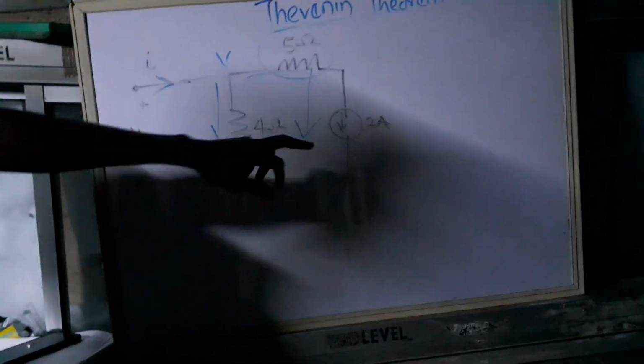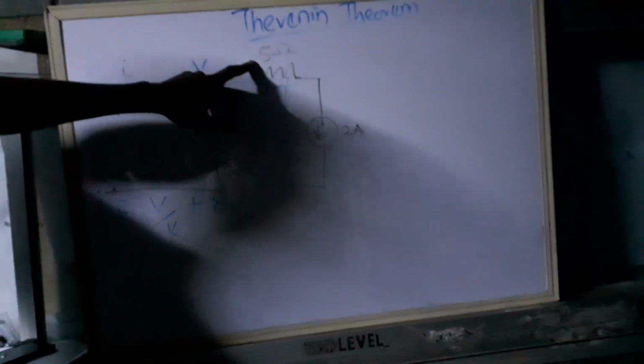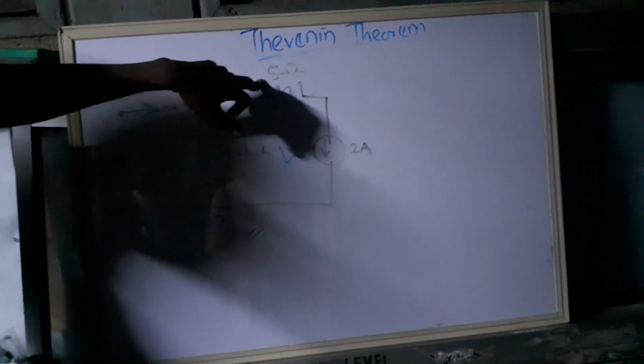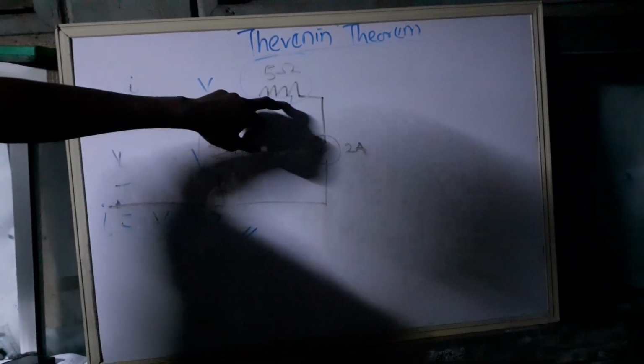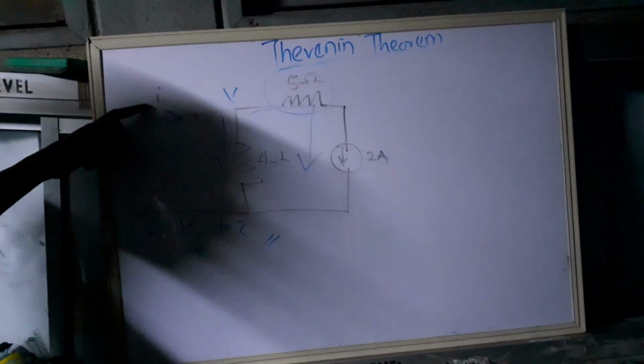So if it comes here, this other one will come here. So we already know from this reading that 2 amperes is flowing through this 5 ohms. And you know that the current flowing through this one and the current flowing through this one must be equal to I.